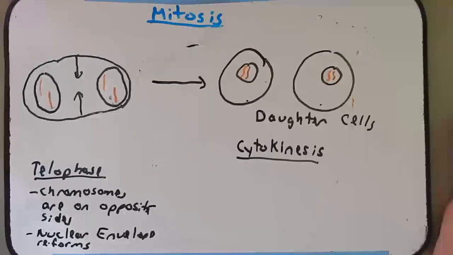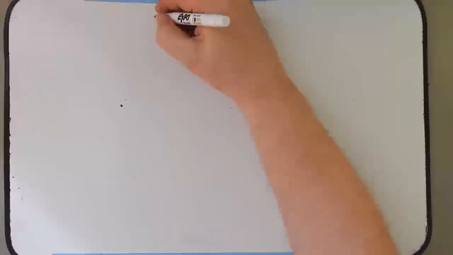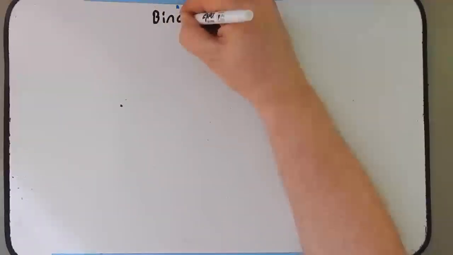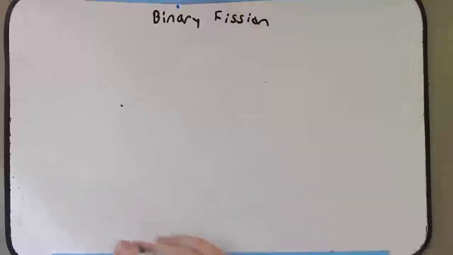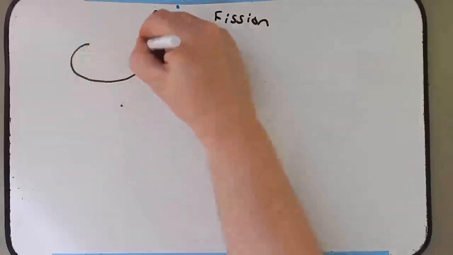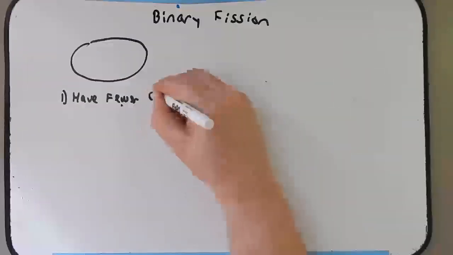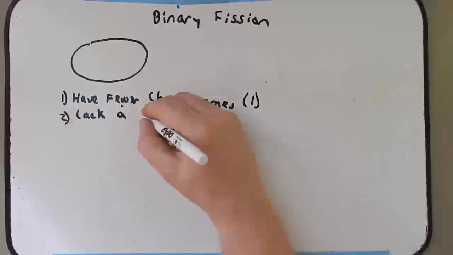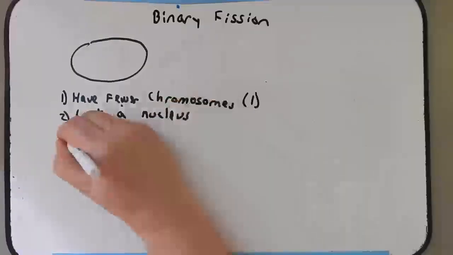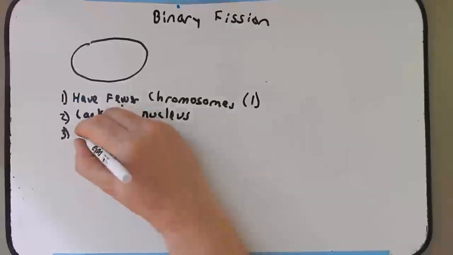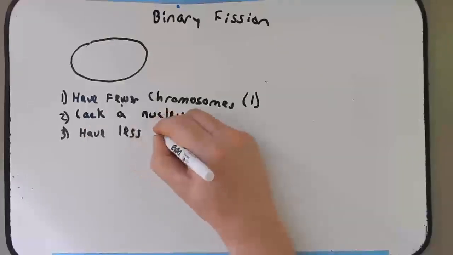But now I want to move on and spend a little bit of time talking about how bacterial cells divide and produce daughter cells. This is called, as I mentioned before, binary fission. It's more simple than eukaryotic mitosis, mainly because bacteria have fewer chromosomes, usually just one, and they lack a nucleus. And related to this first one, they have less DNA.